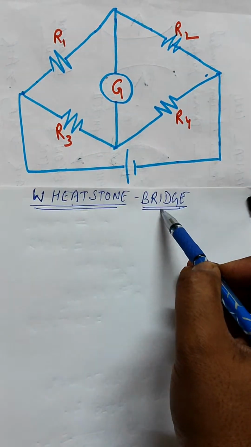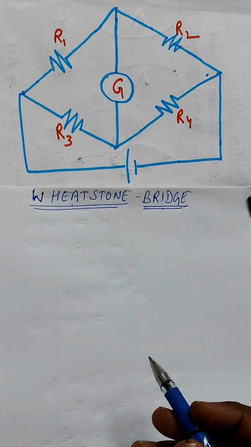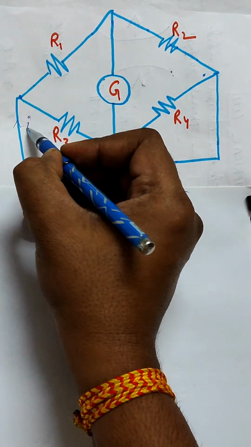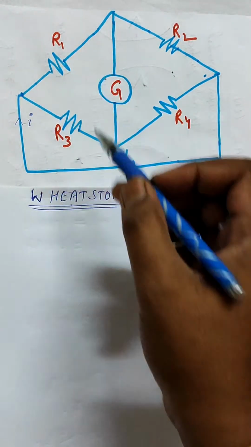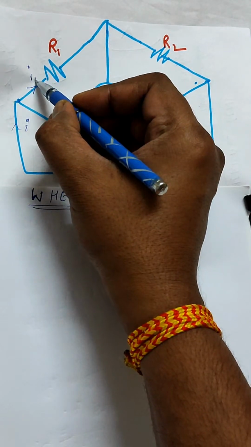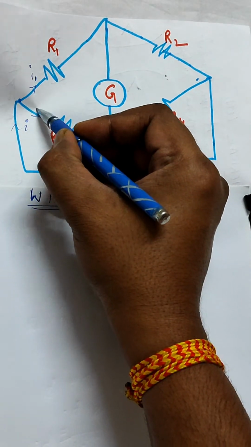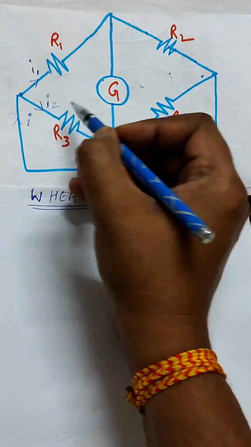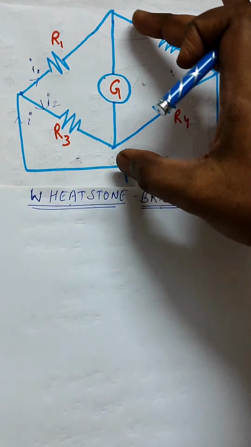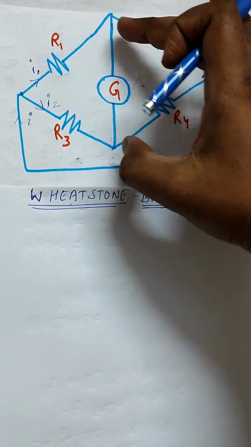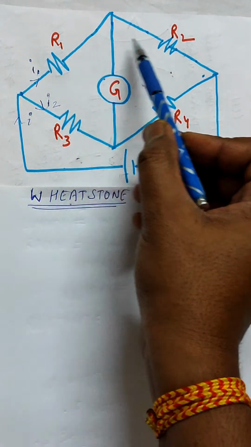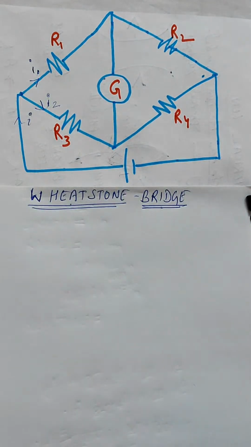The Wheatstone bridge is a balanced bridge. When a current I is passing through the circuit, let's say in this branch I1 current is passing and in this branch I2 current is passing. Then we can say that when there is no current through the galvanometer, the bridge is balanced and the ratio of R1 by R2 will be equal to R3 by R4.